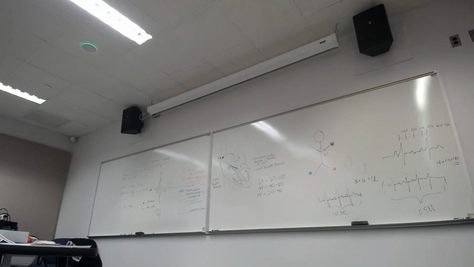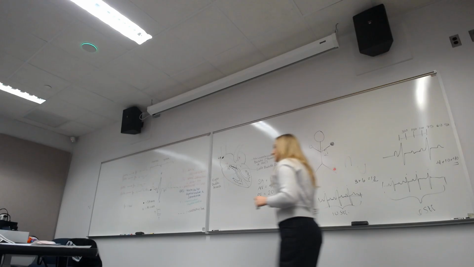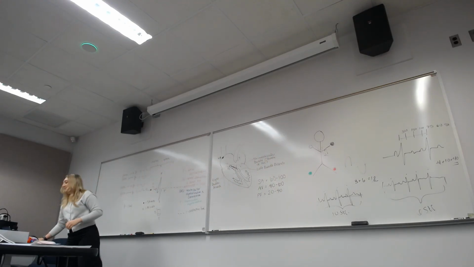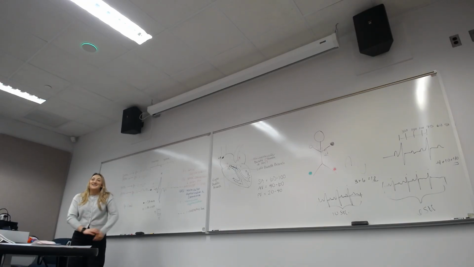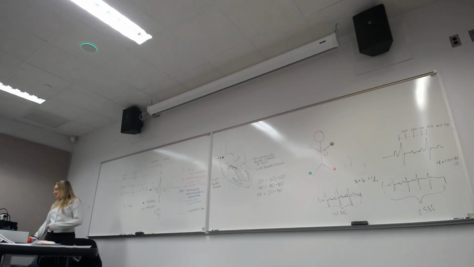Alright, so how do you know you have a 6-second strip? There's a way to figure it out. Because you have your paper, the bold pink lines are 0.20 seconds each. So how many of those do you need to have 6 seconds? 30. You need to have 30 of the heavier pink lines, and that's your 6 seconds.